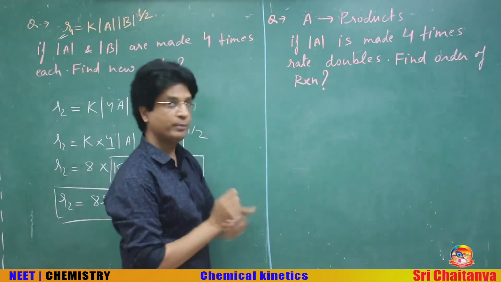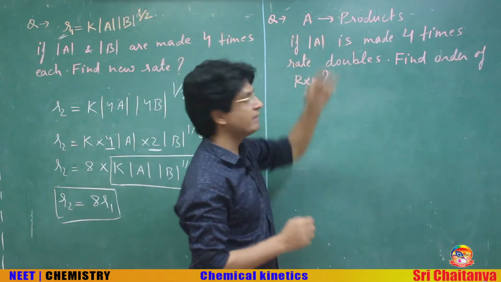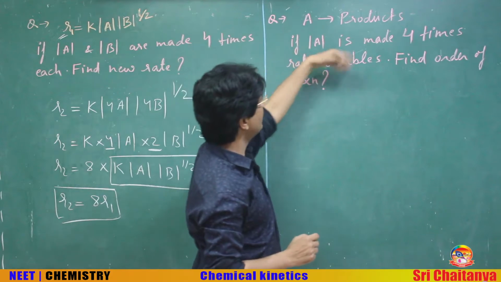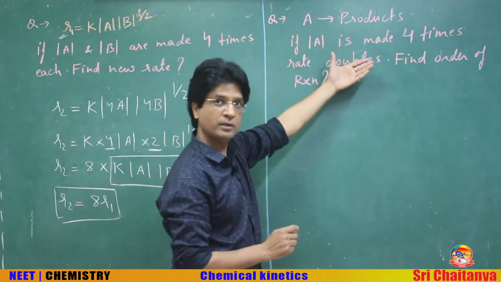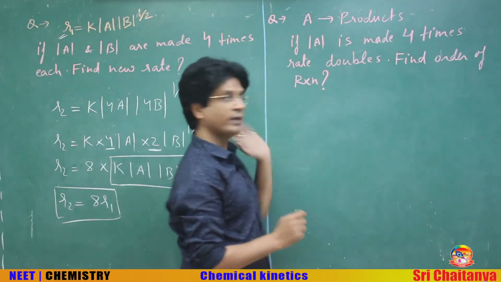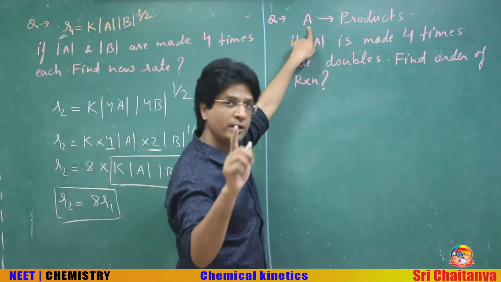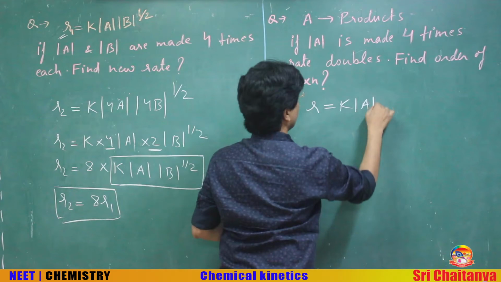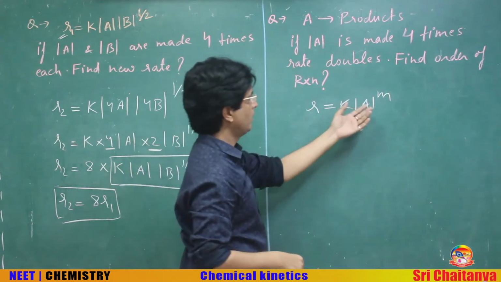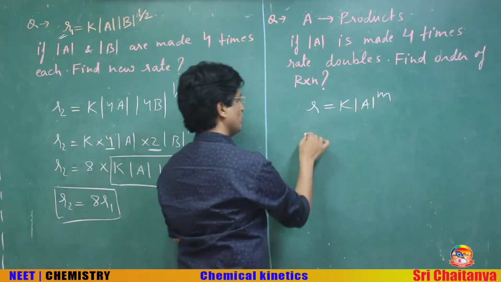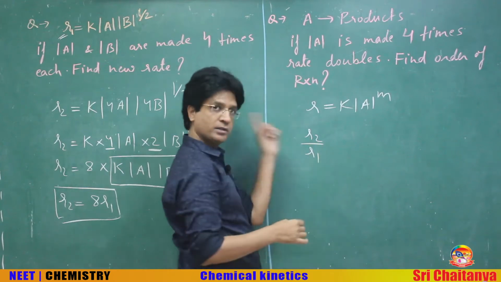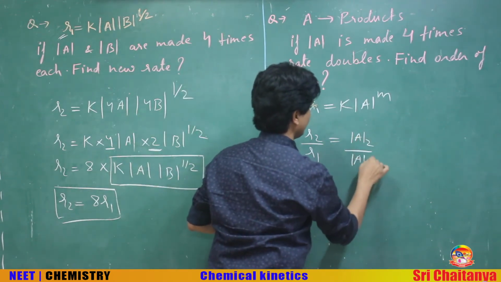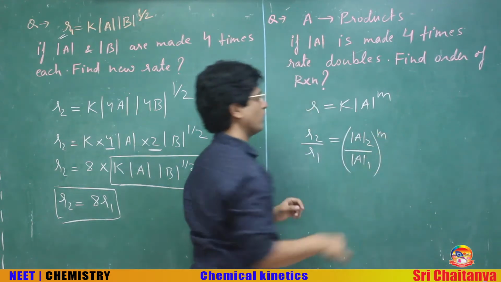Now let's come to the second problem. This problem says A is giving you product. So A is a reactant. Only one reactant is there. If concentration of A is made 4 times, the rate doubles. The rate is doubling. Find the order of reaction. Now I know that since there is only one reactant, R will be K A to the power of m. I do not know the order, which I'm supposed to calculate. So R2 by R1, we have just done that, will be equal to concentration of A2 upon concentration of A1 to the power of m, where m is the order of reaction.